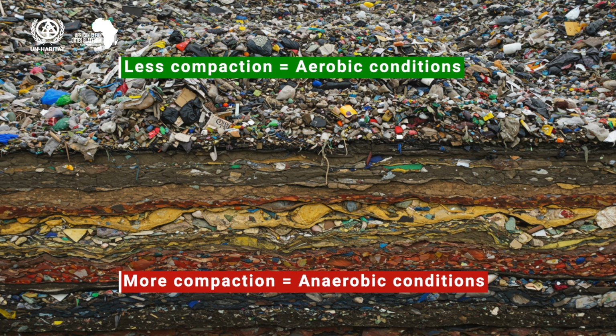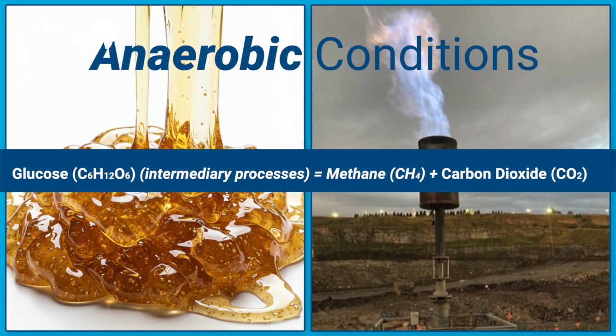In deeper landfill layers, where waste is compacted and oxygen is limited, anaerobic conditions take over. Anaerobic digestion of cellulose, as well as proteins and fats, is slower and involves several stages. It produces intermediate compounds like fatty acids and hydrogen gas before methanogenic bacteria ultimately release methane and carbon dioxide. This simplified reaction summary shows glucose breaking down into methane and carbon dioxide.